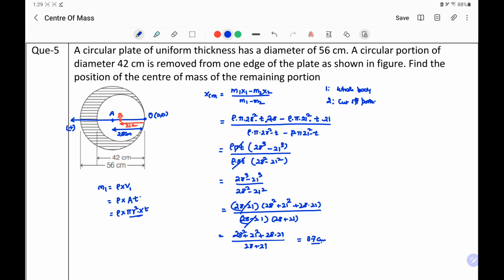So center of mass of the remaining portion will be at a distance 37 centimeter from the reference point O, and in respect of point A. From point A, the distance of the center of mass will be, because distance of point A from the origin is 28 centimeter, so this will be equal to 37 minus 28, and that will be equal to 9 centimeter. This is the answer. And this point will be point C, which is at a distance 37 centimeter from the reference point O.